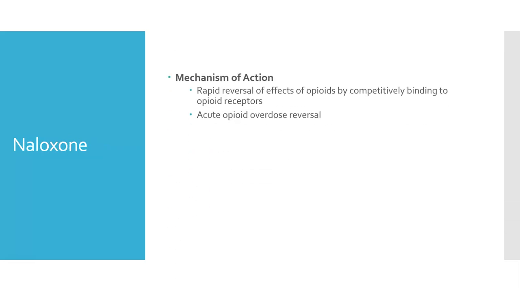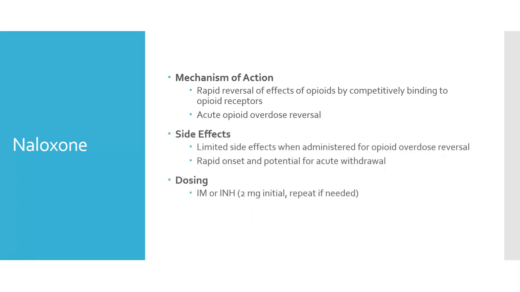Naloxone is a rapid reversal of effects of opioids by competitively binding to opioid receptors. It is used for acute opioid overdose reversal. It has limited side effects when administered for opioid overdose reversal, rapid onset and a potential for acute withdrawal. It can be given IM or by inhalation.